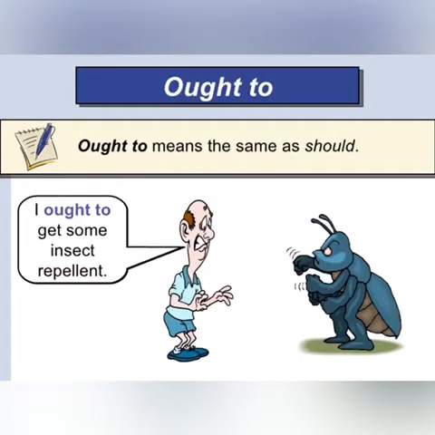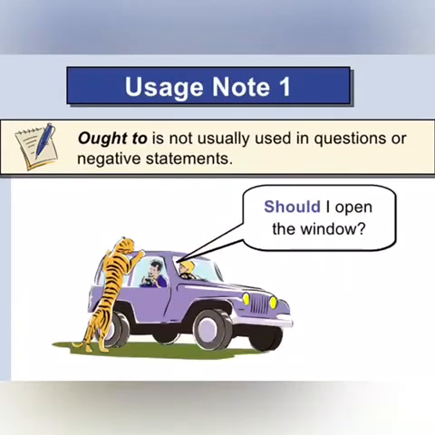Now let's see how to use ought to. Well, ought to means the same as should. For example, I ought to get some insect repellent. Now here is a tip for you on how to use ought to. Usage number 1: ought to is not usually used in question or negative sentences. For example, "Should I open the window?" It is in question form, so we don't use ought to here.